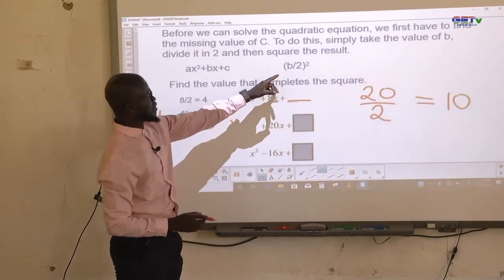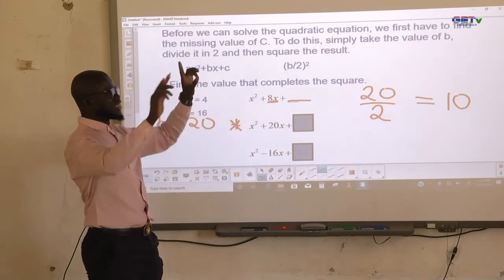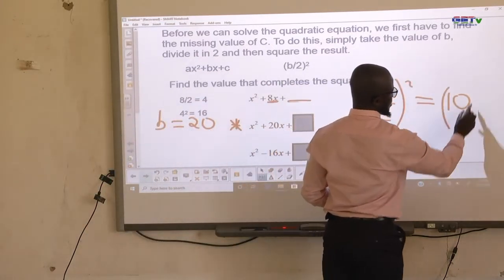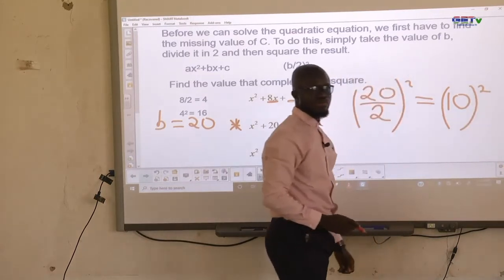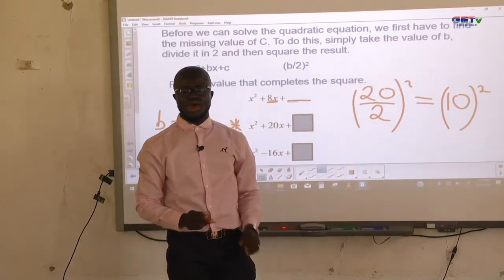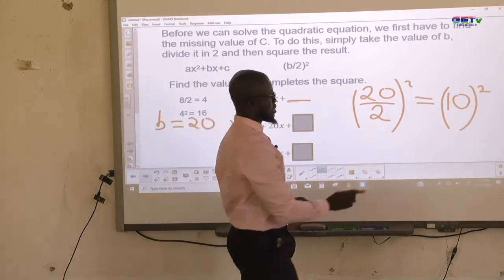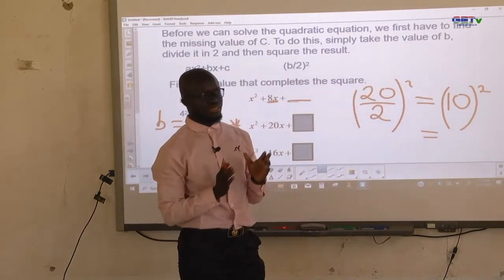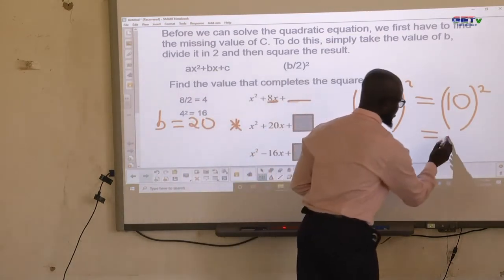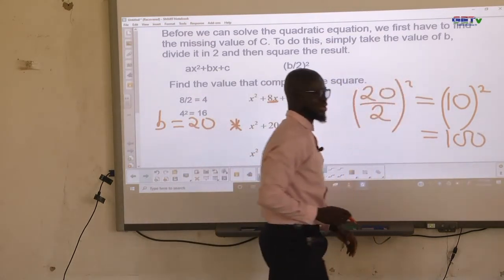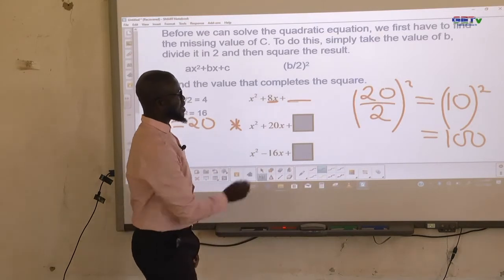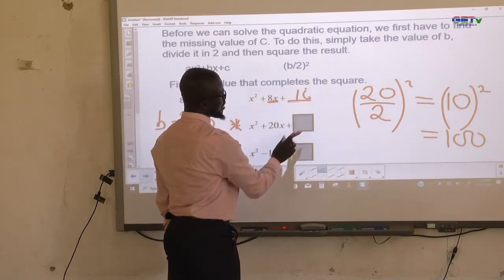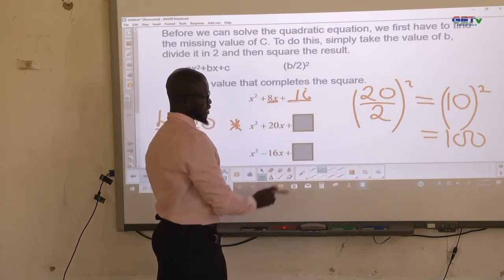But remember the next step, after dividing it by 2, they say then square the result. So it means this is supposed to be squared. And if the result is squared, the answer is the same as multiplying 10 times 10. And that will give us 100. So it means the answer that's supposed to be in this box is 100.